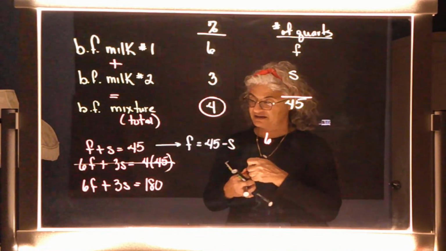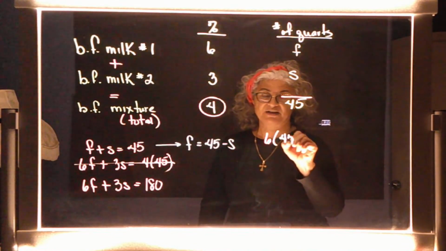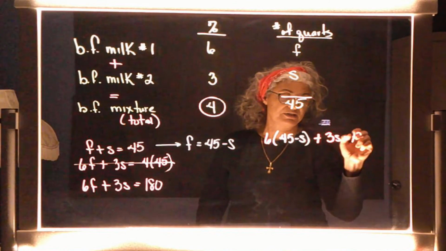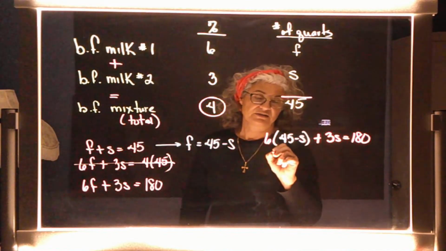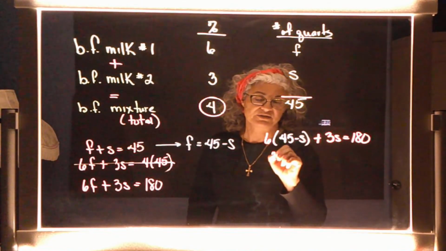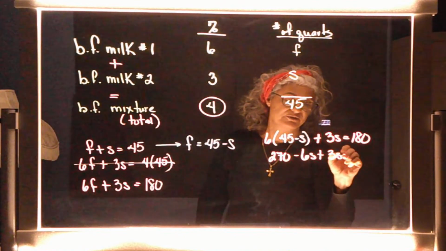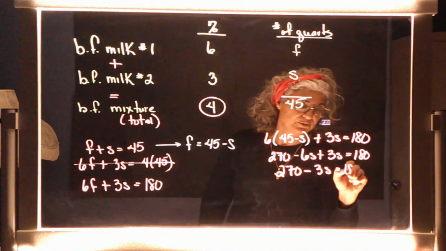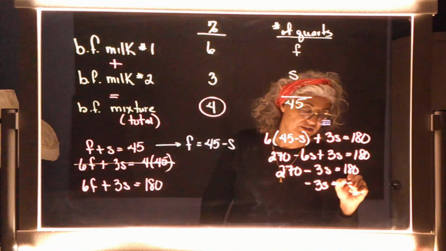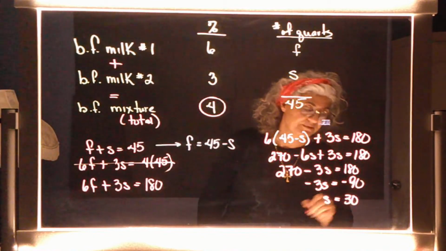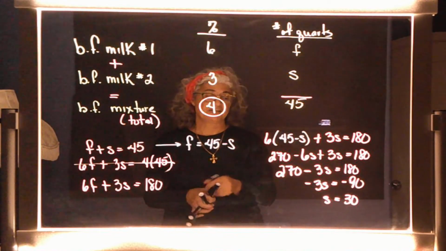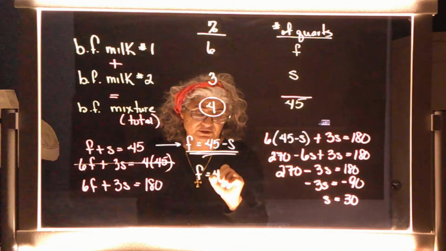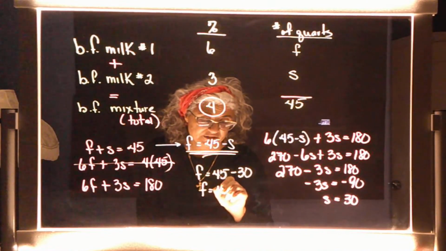So we have 6 times (45 minus S) plus 3S equals 180. Good? Okay, so 6 times 45. Yeah, 270 minus 6S plus 3S equals 180. Collect my like terms, right? So I'm going to get a negative 3S equals 180 minus the 270. Good. Negative 90. So S is 30. Good. And if S is 30, how do I find F? Well, right here. F is equal to 45 minus the S, so F equals 15.